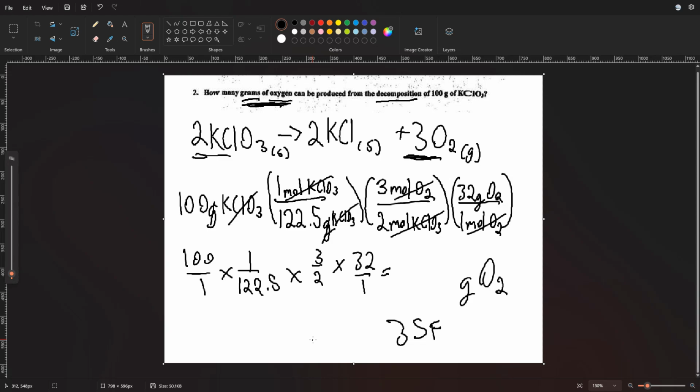So let's get our calculator out, type it in. So 100 divided by 122.5 times 3 over 2 times 32. And that's going to leave us with our final answer being 39.2 grams of oxygen. So there is our answer.